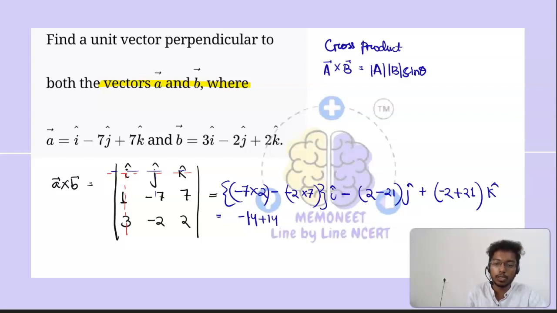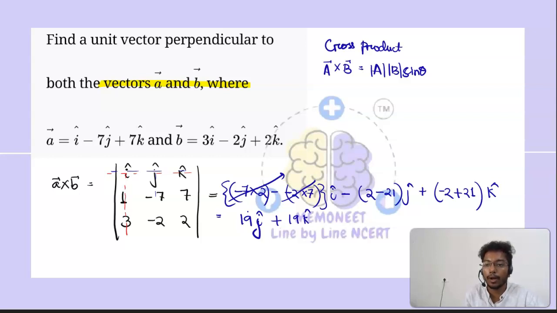So the i cap term cancels out, and there is no need to write it. For the j cap value, we get 2 minus 21, that is minus 19, and minus of minus 19 is 19 j cap. Then minus 2 plus 21 is plus 19 k cap. So the vector is 19 j cap plus 19 k cap.